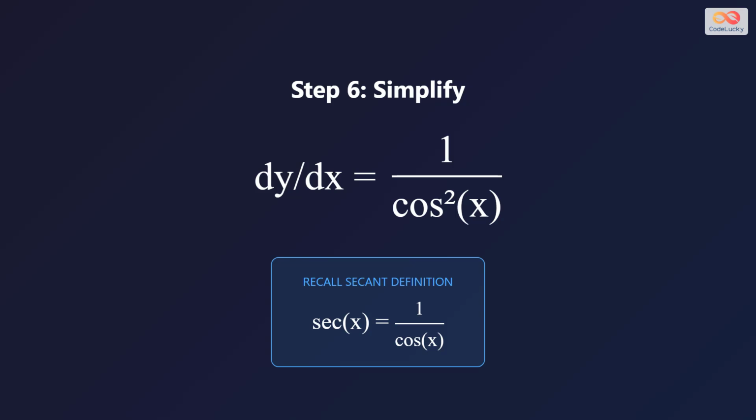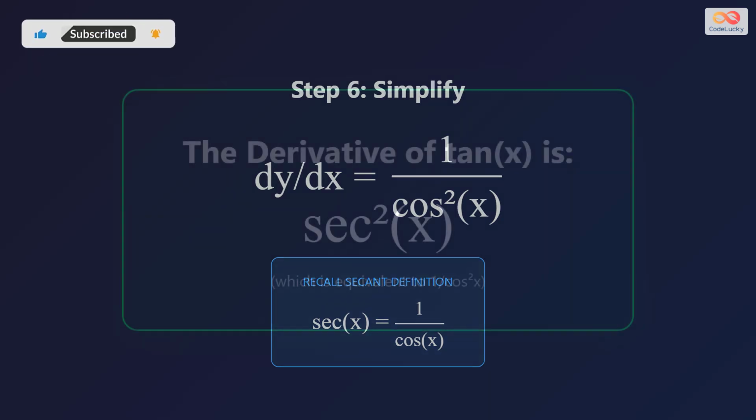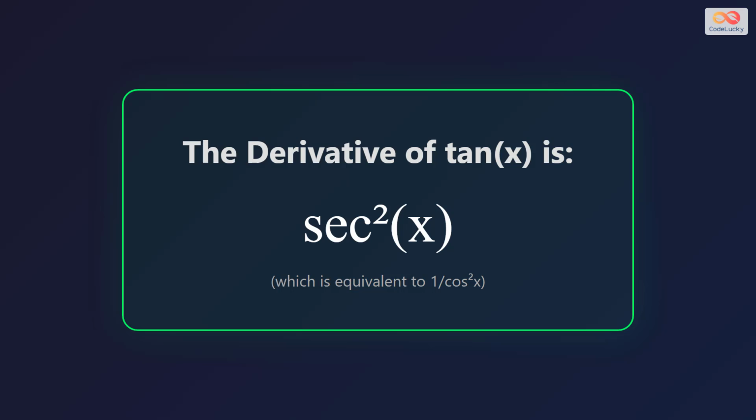We are almost there. Recall that 1 over cosine x is the definition of secant x. Therefore, 1 over cosine squared x is equal to secant squared x. And there we have it. The derivative of tangent x is secant squared x.